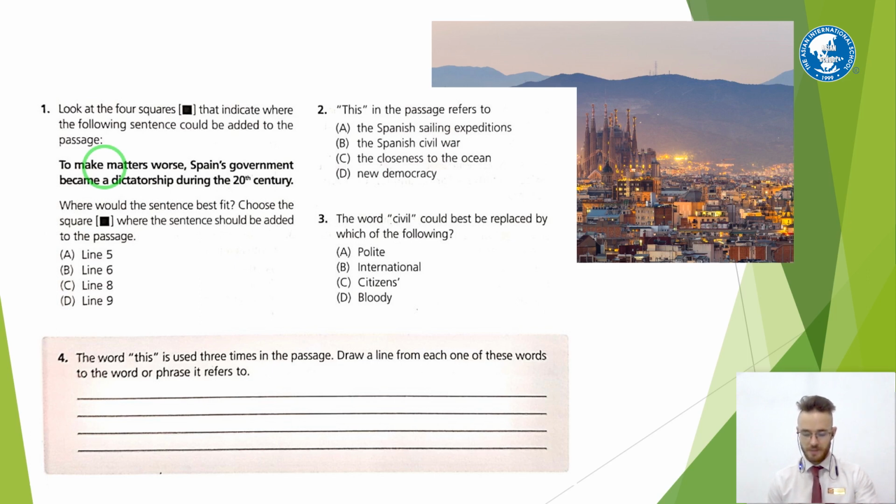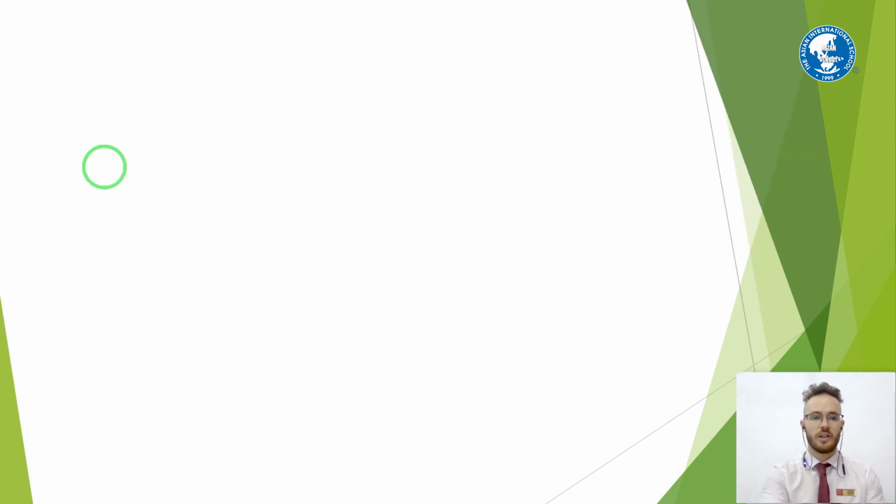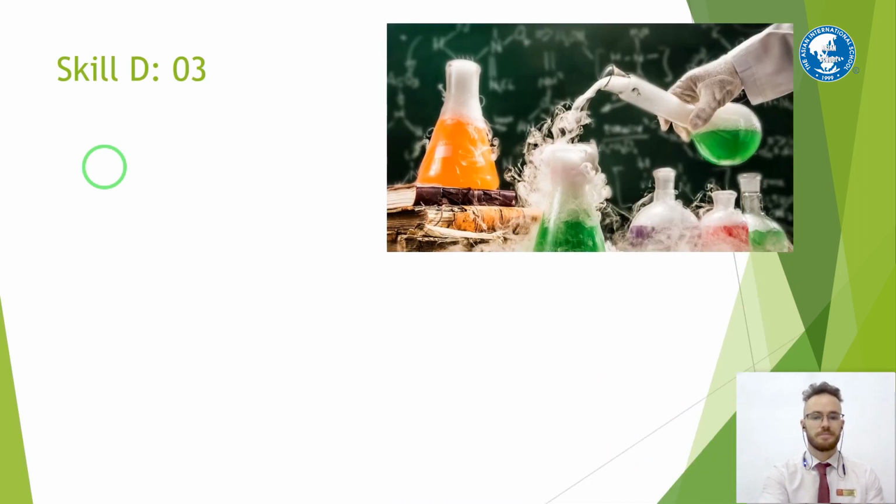Okay, so one more time. In the 3rd sentence, closeness to the ocean. In the 5th sentence, conquered large pieces of land. And in the 7th sentence, civil war. Again, please give yourself a tick if you got any of that correct or all of that correct, which I hope you did. And we will move on to text number 3.